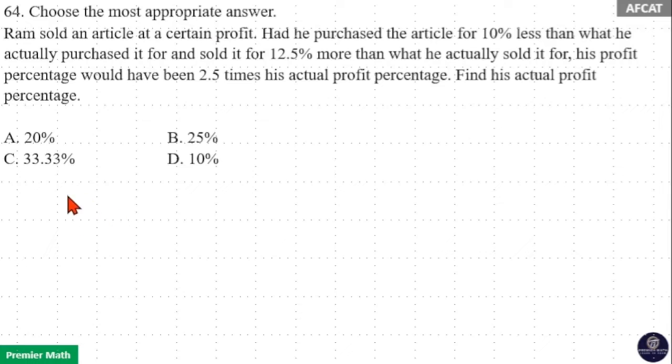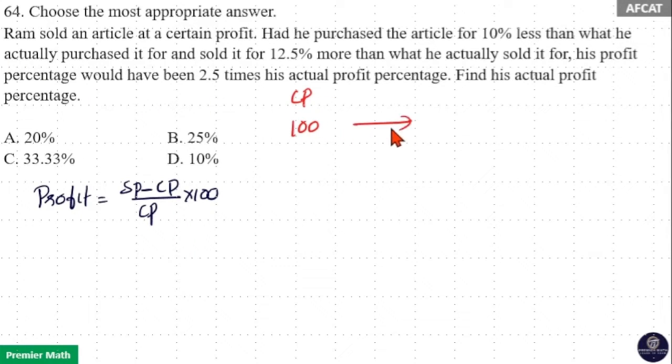If you want to do it using the formula method, the formula is profit equals sell price minus cost price, divided by cost price, into 100. Now if I consider the cost price as 100 rupees and profit as P, then the sell price is equal to 100 plus P. Now the question says he purchased for 10% less than what he actually purchased it for. Now the purchasing price is 100, so 10% less than that means 100 minus 10, that is 90 rupees.